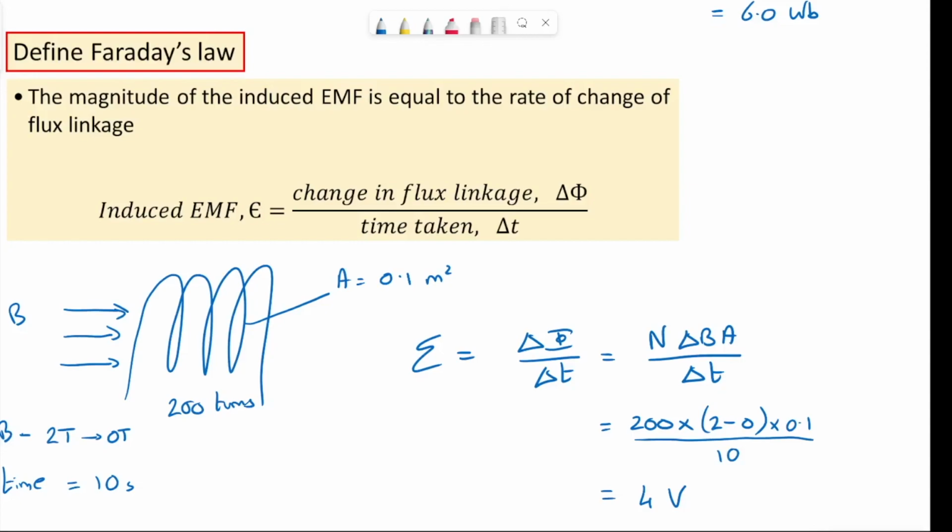Not forgetting our units in the equation above, the EMF is measured in volts. Change in flux linkage is measured in Webers, and the time is measured in seconds.